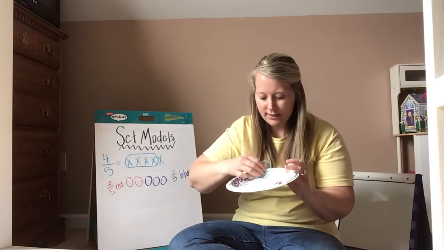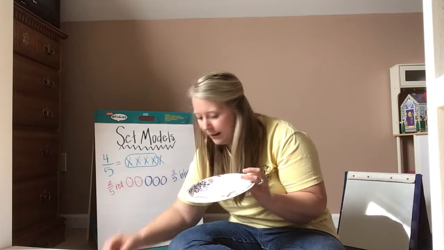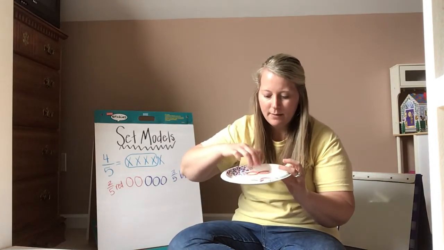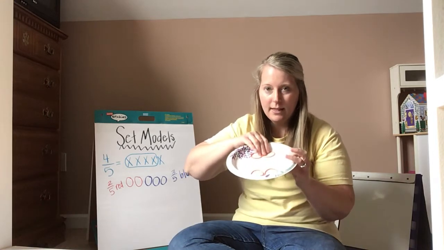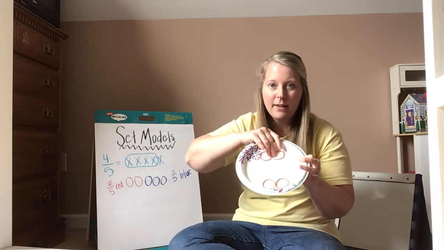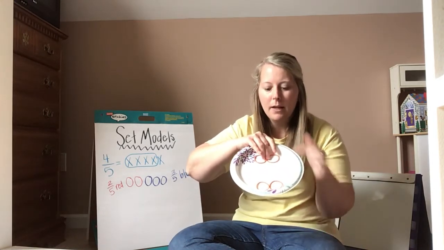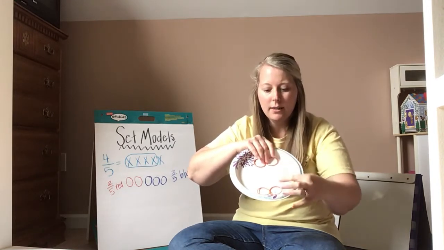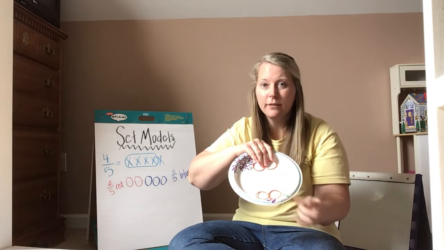Okay. Now, just like before, I don't have to have different colors. I could separate them like this. I don't know if you can see or not, but I've got 2 at the top and 2 at the bottom. Well, this would be 2 out of 4. This down here would be 2 out of 4.